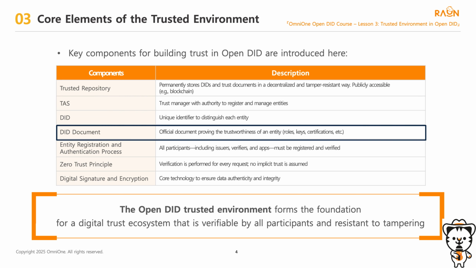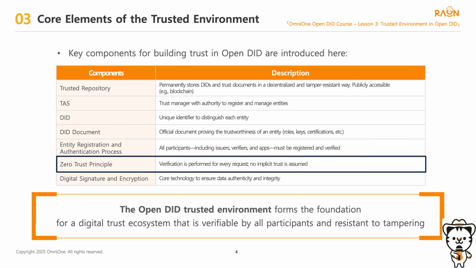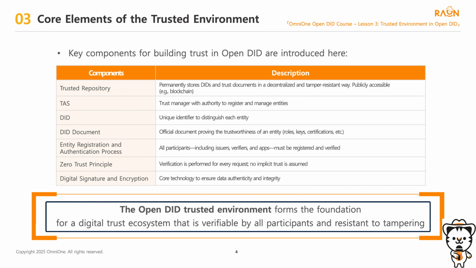Once authorized, the TAS registers the DID documents of entities into the trust repository, and can issue certificate VC to certify trust. Through this process of entity registration and verification, all members of the ecosystem become part of a trusted environment. This trust framework is designed based on the principle of zero trust, where trust is never assumed, but earned and verified. And to ensure this, it uses secure protocols like digital signatures and encryption. In this way, the OpenDID trust framework forms the foundation for a verifiable, tamper-proof digital trust ecosystem where every participant can be securely validated.